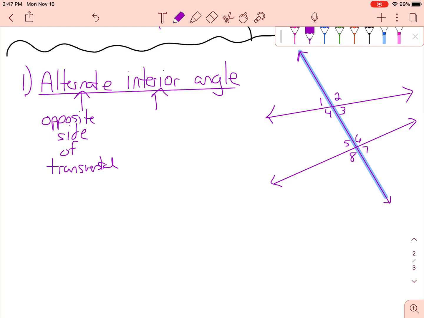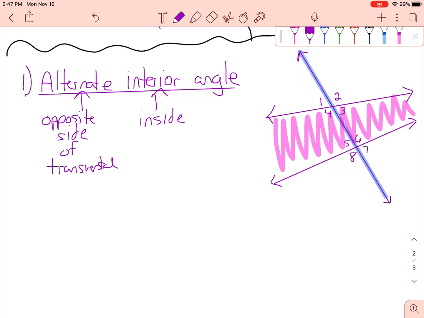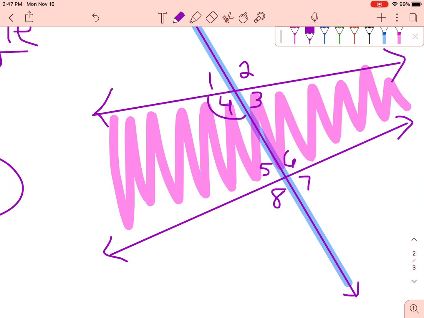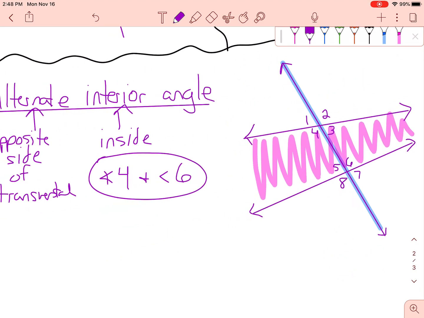We already discussed interior. Interior means inside your sandwich bread. An example of your alternate interior angles is going to be angle 4 and angle 6. This is an example of 2 angles that are alternate interior. 4 is on the left side of the transversal, 6 is on the right side of the transversal. They're both on the interior, and one of them is attached to the top of your sandwich and one of them is attached to the bottom of your sandwich.